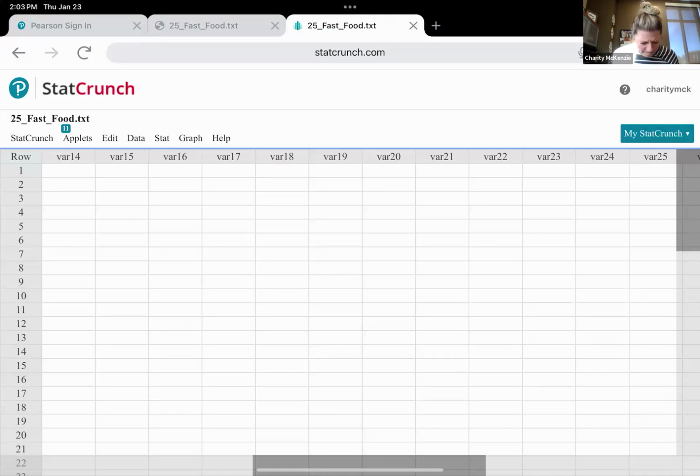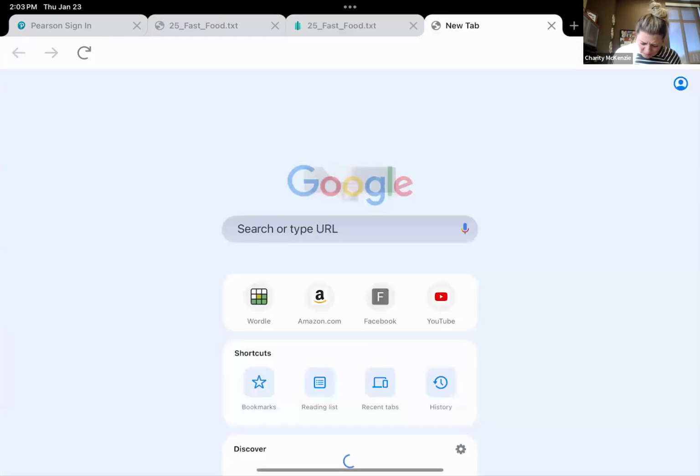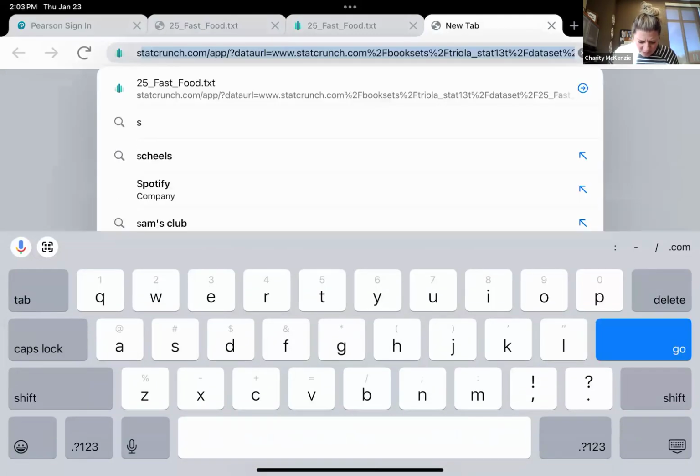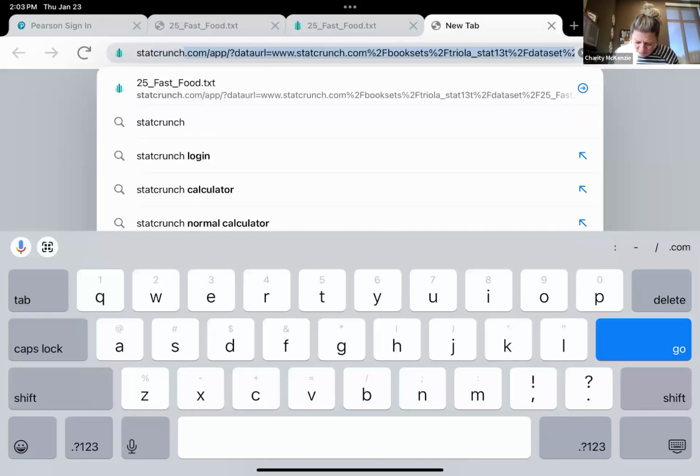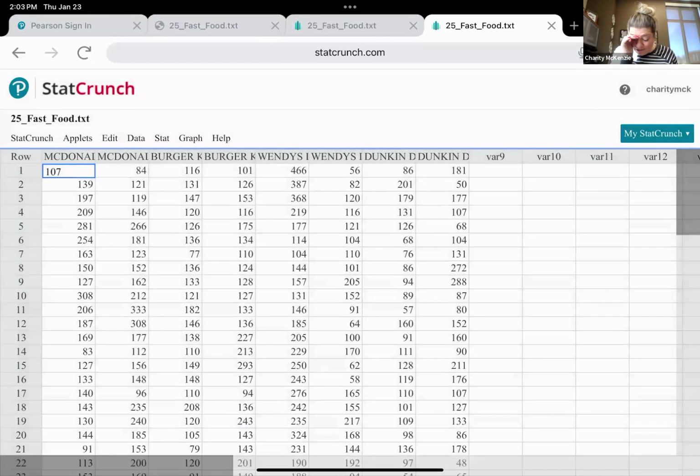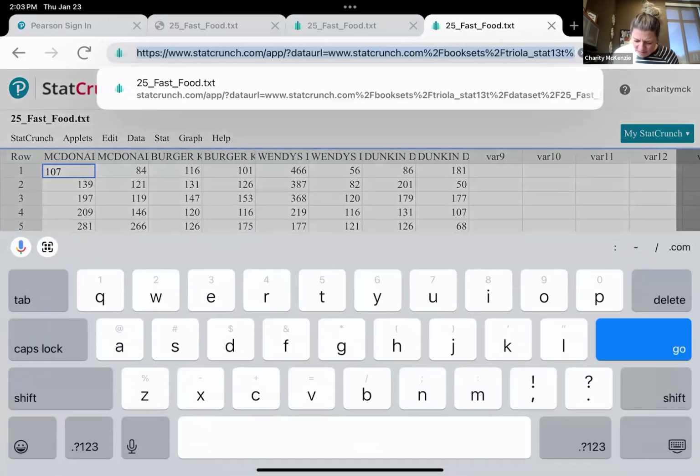So I'm in StatCrunch, but this one already has data in it. So maybe I'll just go to StatCrunch.com. So you can always just go to StatCrunch and log in with your Pearson login anytime you want to use it. I don't want this data.